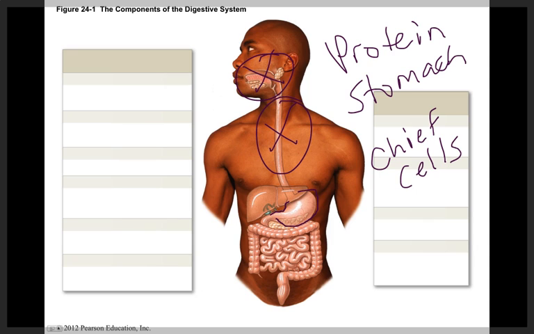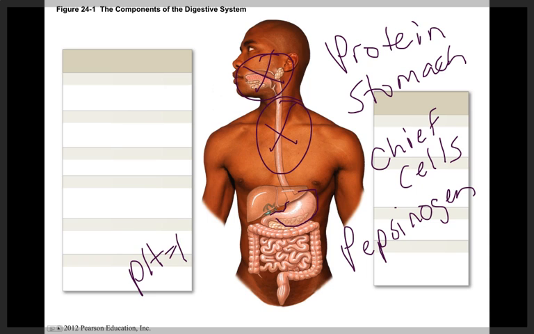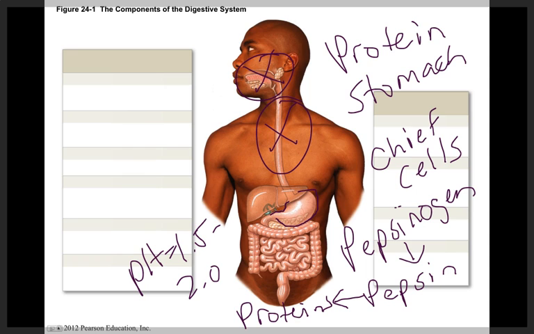Chief cells are going to secrete a substance that's called pepsinogen. Now pepsinogen, in a very acidic environment, and we know that the stomach has a pH of 1.5 to 2.0, if it is that low, then pepsinogen will get converted to pepsin, and then pepsin can break down proteins. Okay, and the pepsin will break those peptide bonds and degrade the proteins into polypeptides.